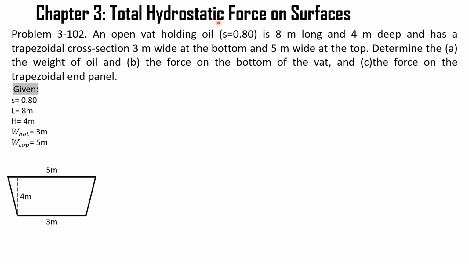As stated here, we have the specific gravity of oil, which is equal to 0.80, a length of 8 meter, a height of 4 meter, and a trapezoidal cross section which is 3 meter wide at the bottom and 5 meter at the top. Since we are looking for the weight and the force, we're going to use the formula of specific weight is equal to weight over volume, and for the force is specific weight times height times area. The formula for the area of a trapezoid is A plus B all over 2 times height.